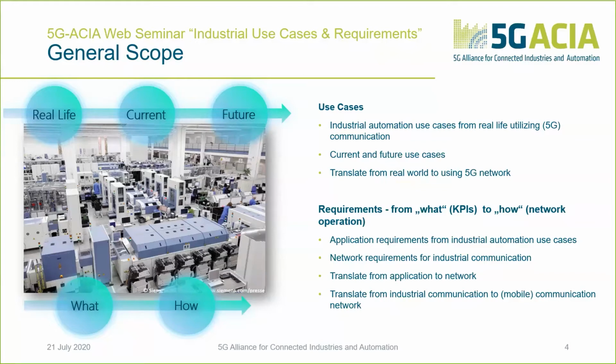A translation between the concepts of industrial automation and 5G mobile communication is also necessary in order to foster common understanding between ICT and OT companies and to ensure the best possible applicability of 5G technology for connected industries, in particular the manufacturing and process industries, as it is written in the mission of 5G-ACIA.